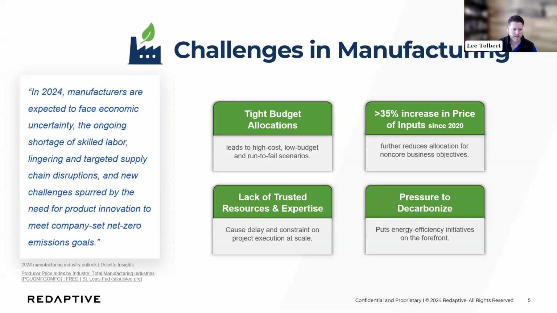So, some of the things that we see in the marketplace as far as broad challenges that the industry faces. The first is tight budget allocations. So high cost, low budget, and it forces a lot on the energy side to be a run-to-fail scenario. And what that can sometimes lead to is interruptions in the manufacturing process. If you have some part of your energy platform tied to production and something goes down, it has a possibility of interrupting your production.